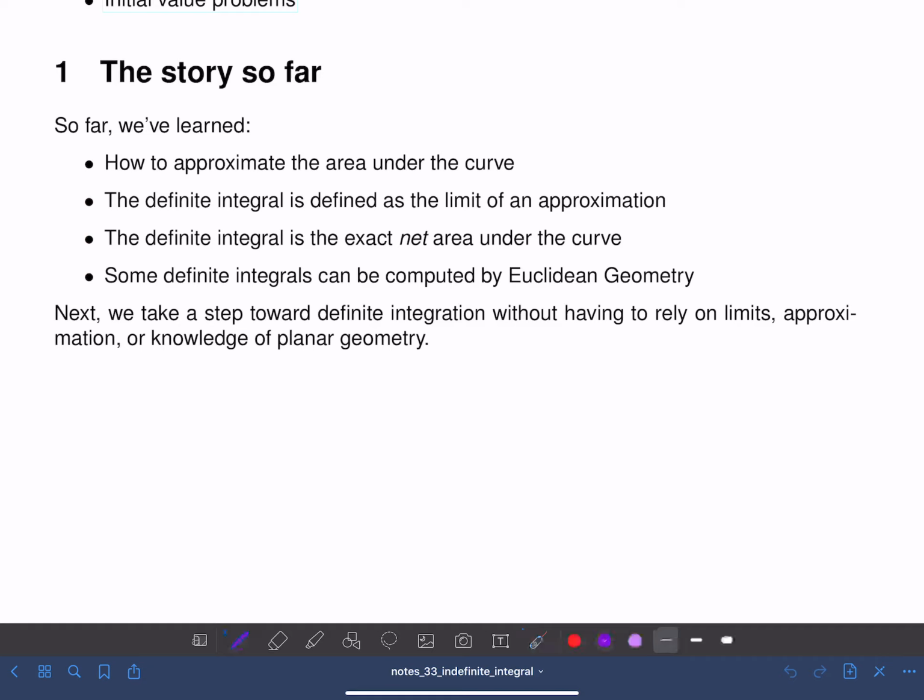That is to say that the integral from a to b of f of x dx is equal to the limit as the width of the partition goes to 0 of the Riemann sum of f with partition p and sample point set c. And then we made that specific with some sums, with the right sum, with the left sum, etc. We also learned that the definite integral is the exact net area under the curve, and that stuff above the x-axis is plus and stuff below is minus.